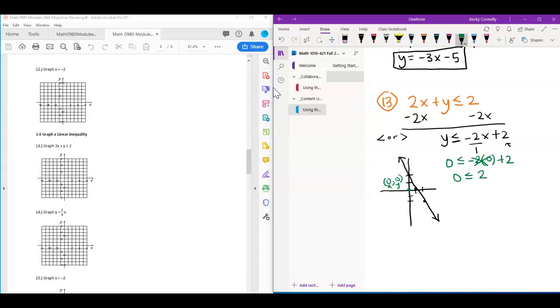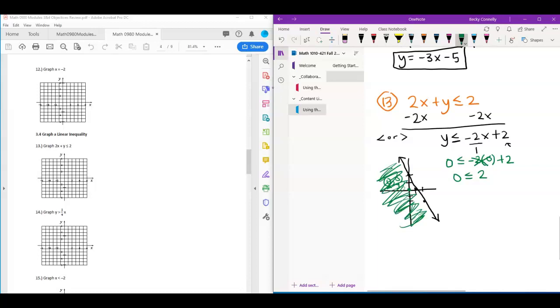So is 0 less than 2? It is. Yep. So since it is, then it says this point is included, and so that means that this whole side here would be the part that's shaded, right? Because it's just one side or the other that will get shaded.